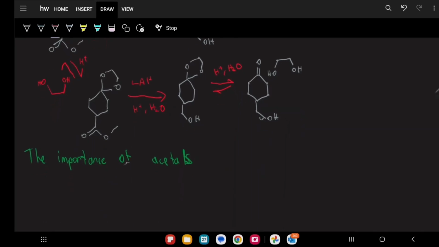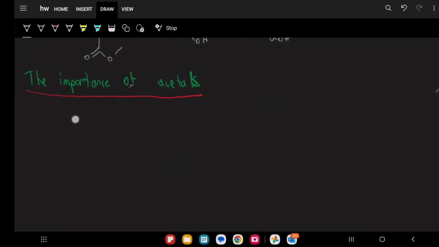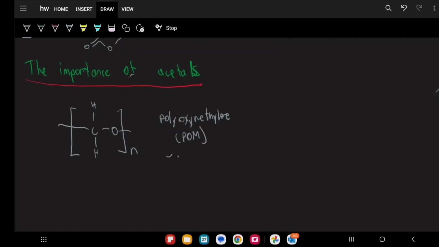Now let's move on to something a bit more interesting, the importance of acetals in the real world. So I first want to talk about a molecule called polyoxymethylene. This is what it looks like. It's also called an acetal, a polyacetal, and a polyformaldehyde.